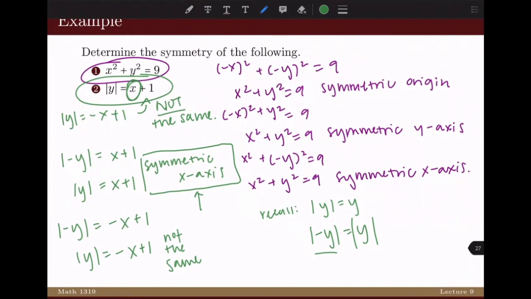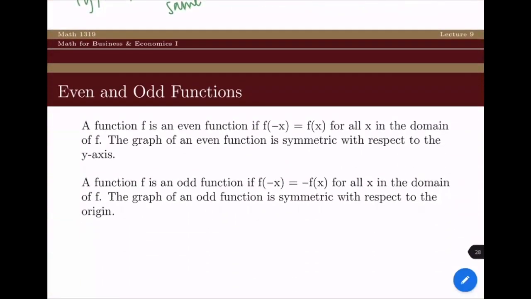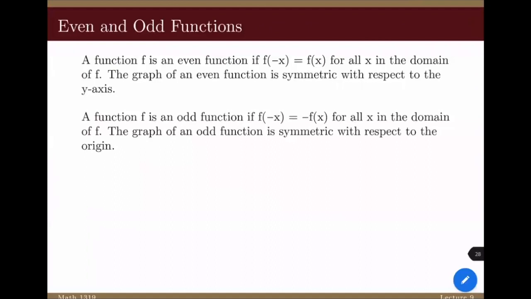All right, let's move on. Even and odd functions. A function is even if f of x equals f of negative x for all x in the domain. The graph of an even function is symmetric with respect to the y-axis. A function is odd if f of x equals negative f of x for all x in the domain, and it is symmetric with respect to the origin.